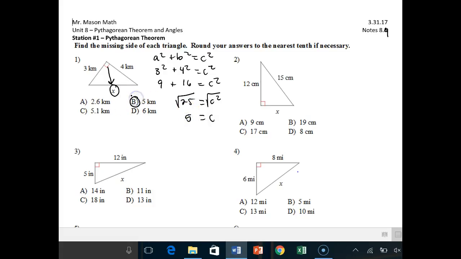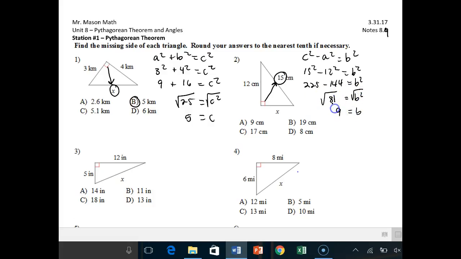This is different from a problem, say, like number 2, where we go from the right angle and we see that we do have a number on the hypotenuse. When we do that, we want to use c squared minus a squared equals b squared. So in this case, 15 squared minus 12 squared is equal to b squared, or 225 minus 144 is equal to b squared, or 81 is equal to b squared, and then finish by taking the square root. So b is equal to 9 centimeters.